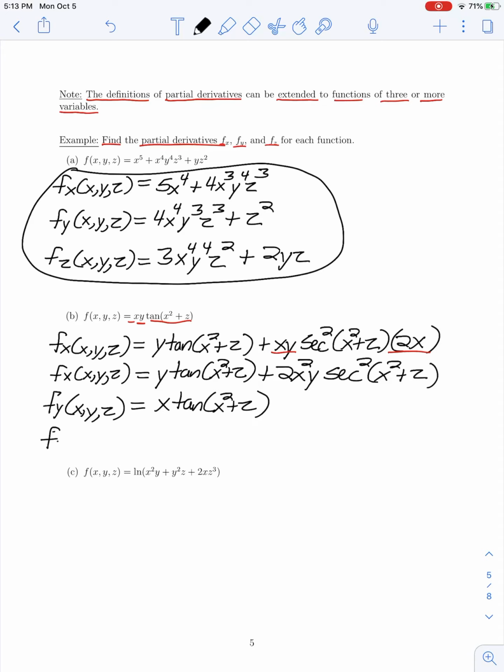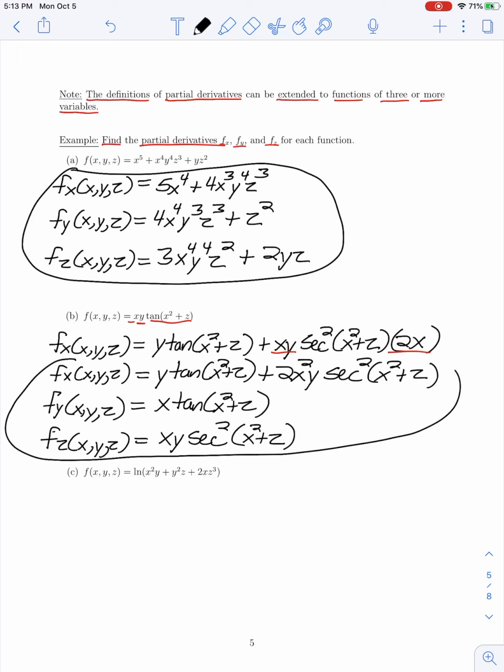And lastly, for the partial derivative of f with respect to z, we have a constant x times y, and then the derivative of tangent of x squared plus z, using the chain rule, would be given by secant squared of x squared plus z, times the derivative of the inside function with respect to z, which would just be 1. So here we would have the following expression for our partial derivatives.